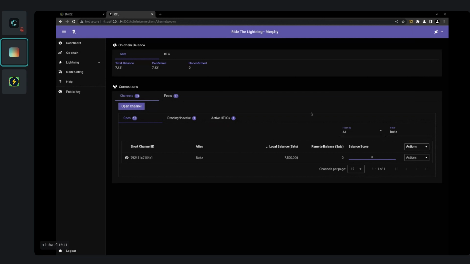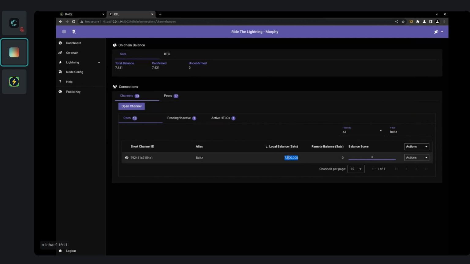I'm sharing my screen, and I have Ride the Lightning open on my C-Lightning node, and I opened a channel to Boltz earlier today. And as we can see, I have all the balance on my side and literally nothing on the other side. So let's change that and swap some of my local balance of the channel to Liquid.